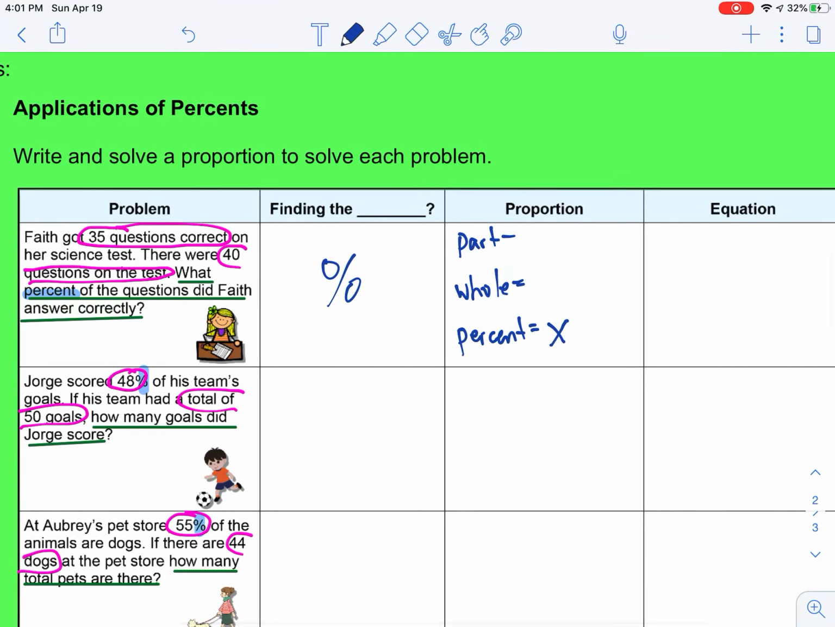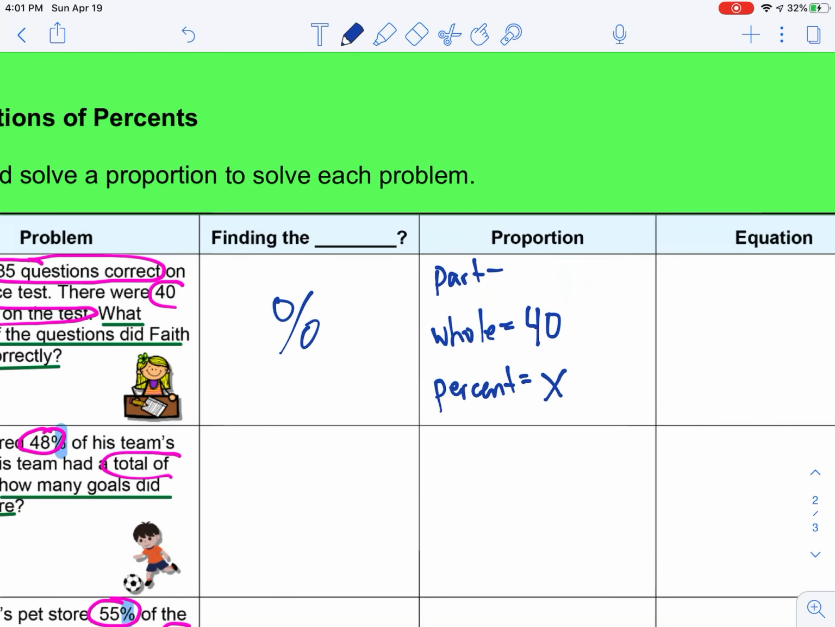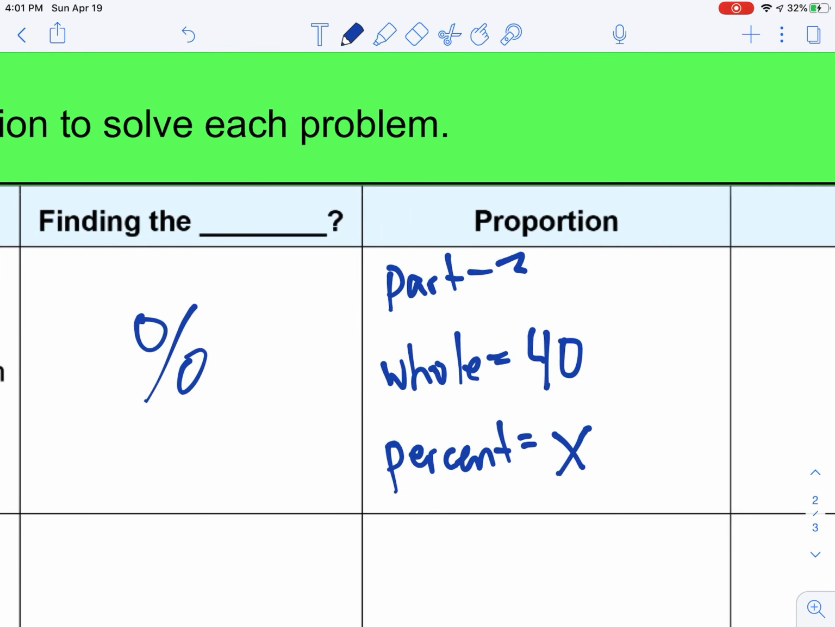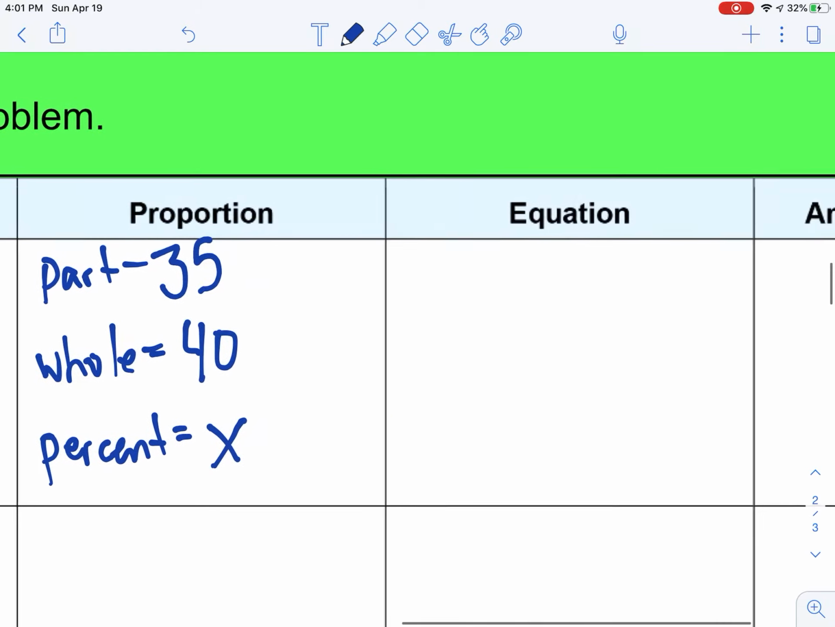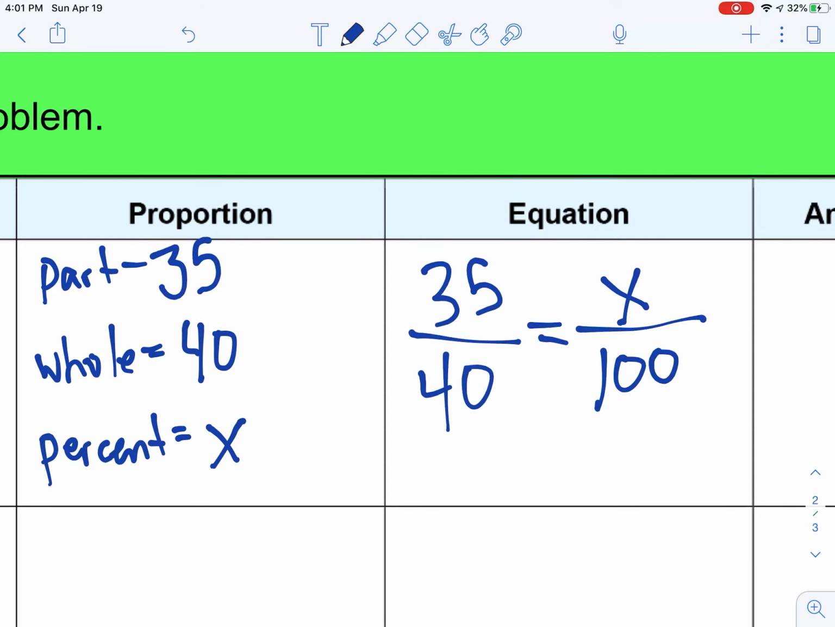The problem tells me that there are 40 questions on the test. So on the whole test, there's 40 questions. And it says that Faith got 35 questions right. Well, that's only part of the test. Now I have enough information to set up my proportion. 100 always goes in the bottom right-hand corner, and percent goes above it. And then the left side of my equation is part over whole. And I can go ahead and cross multiply and divide.